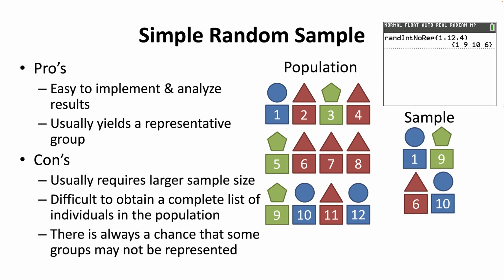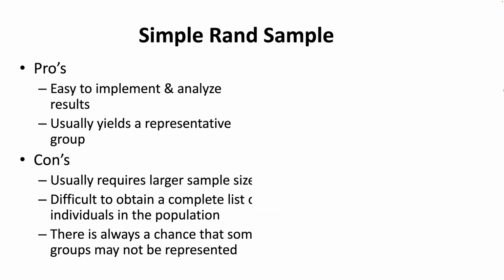Finally, there's always a chance that some groups may not be represented. If you had a minority group that was a small part of your population, they may not get selected to be a part of the sample. So there's a chance that you would have some groups that are not always represented when you use a simple random sample. Now let's take a look at some variations on the random sample.